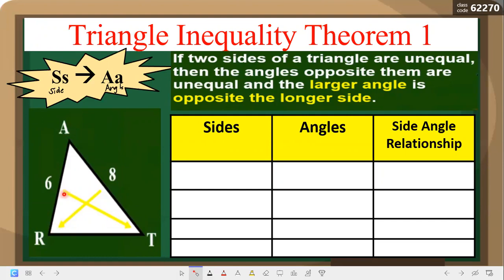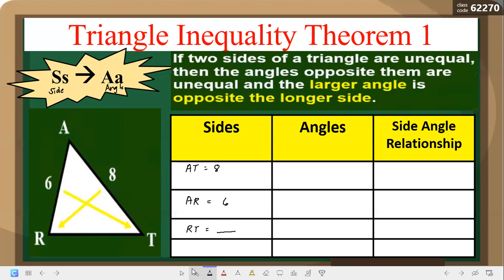So ang given dito, kung makikita nyo, we have side AR, which is 6, and side AT, which is 8. So let us identify the sides. We have AT, which is 8. Then AR, which is 6. And then RT, wala naman pong minention na given. So ang sabi po dito, the larger angle is opposite the longer side. So far, ang given lang naman po dito is side AT and side AR. And we all know that side AT is the longer side.